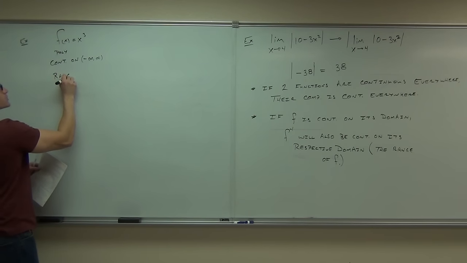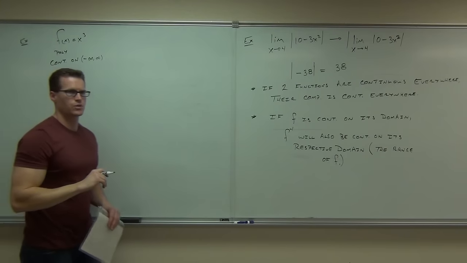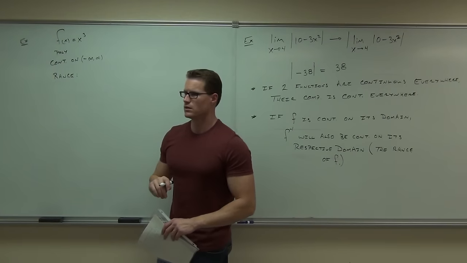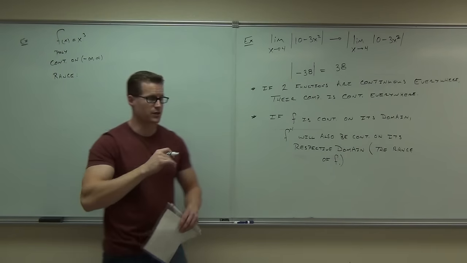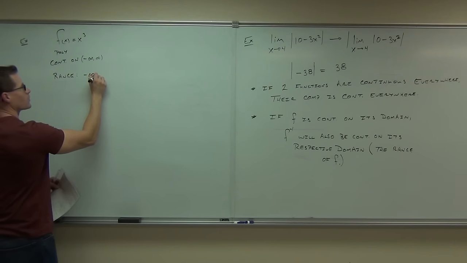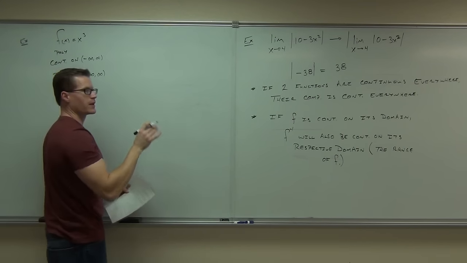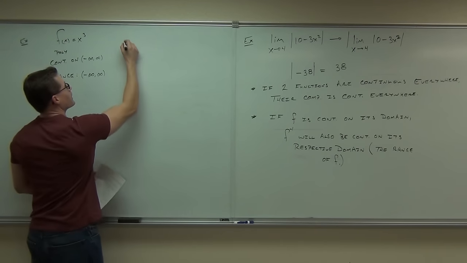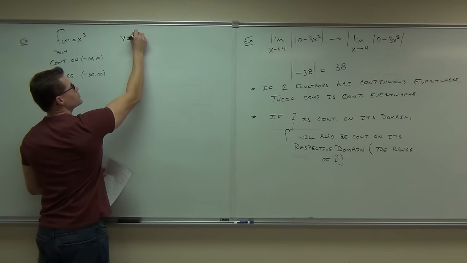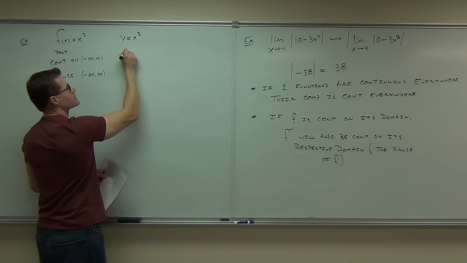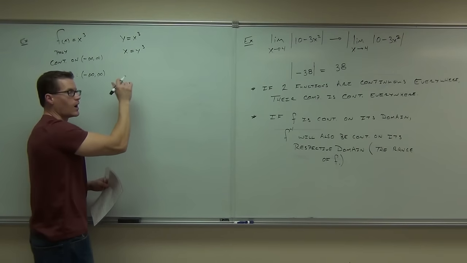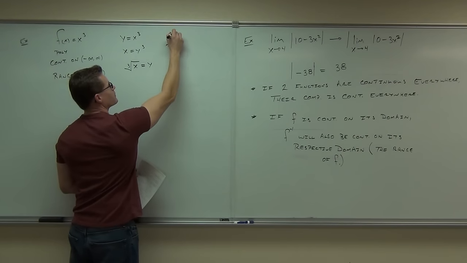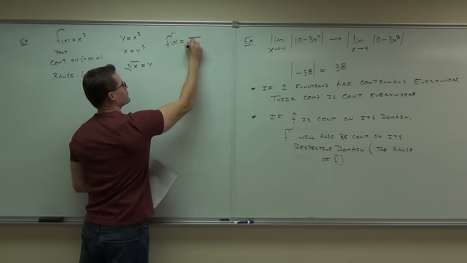What's its range? It also goes from negative infinity to infinity. Yeah, all real numbers. So if we found the inverse, do you remember how to find the inverse? You make y equals x cubed, you switch your variables, x equals y cubed, you solve for y, the cube root of x equals y, and therefore f inverse of x equals the cube root of x.